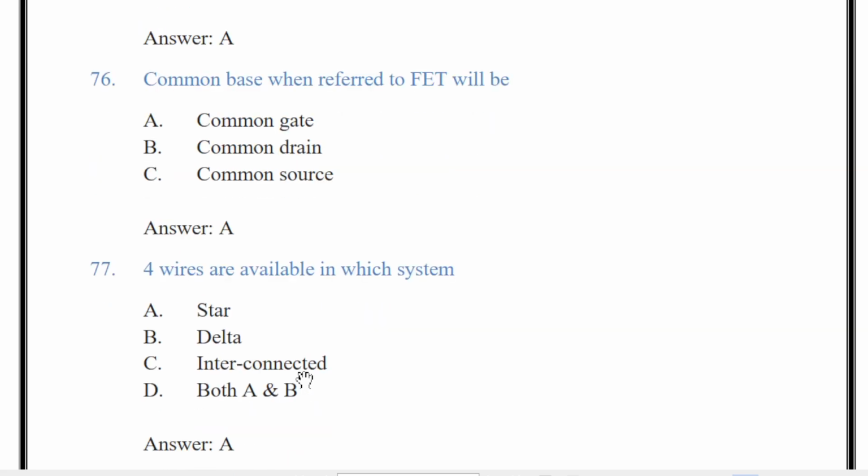Now we come to question number 76. Common base, when referred to FET, will be... There are 3 options. The correct answer is A, common gate.